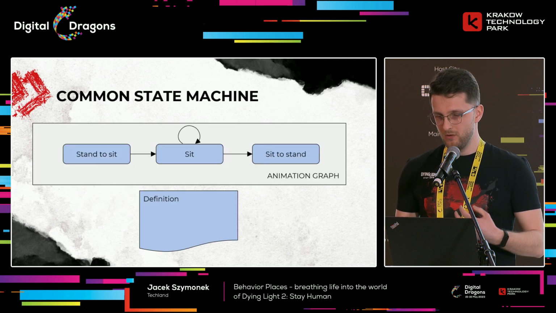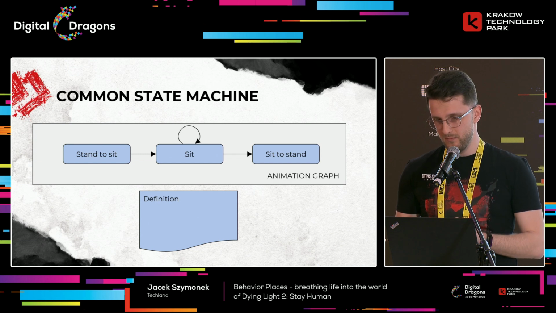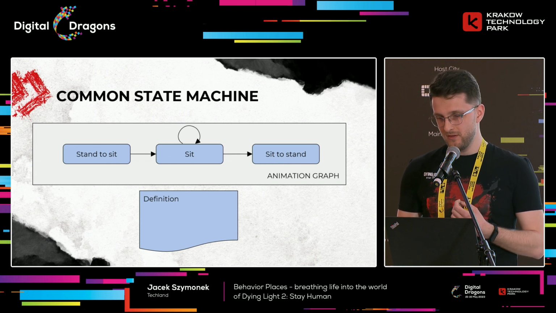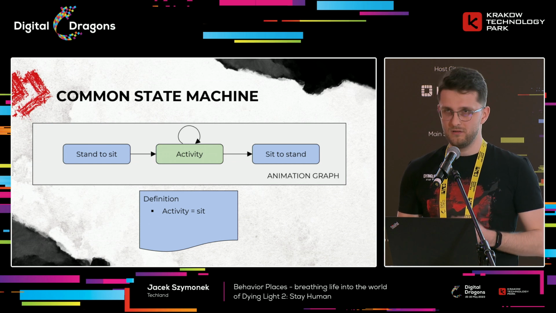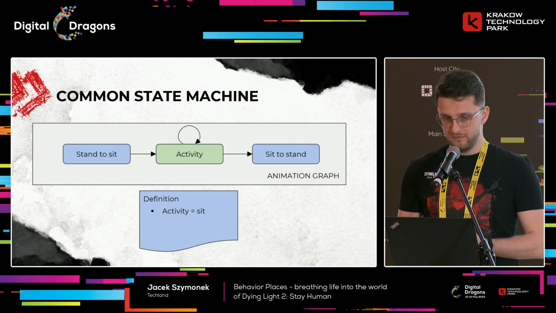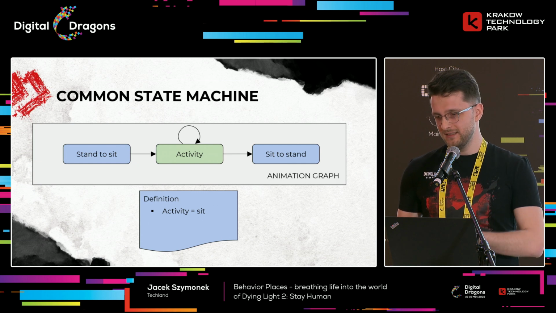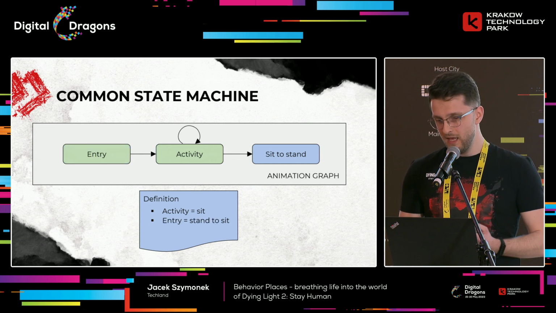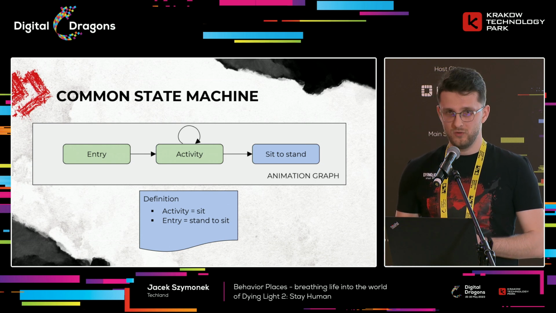Let's examine how we were able to create the common state machine based on our previous example. The main state can be thought of as an activity, that's what we called it, that the character performs while executing the behavior. In this case, it's the act of sitting. This state is, of course, looped. Next, we need a way to get to the pose of the activity from the default standing pose. During that animation, we say that we enter the behavior place. And like the entry, when the behavior place finishes, we need an exit animation to the default pose.